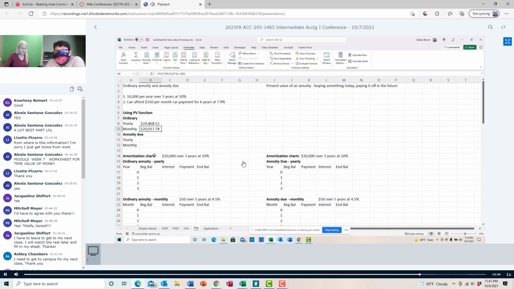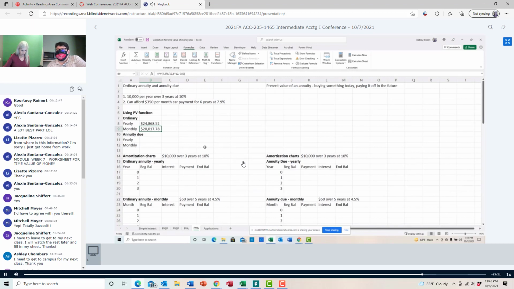Now, for the annuity due, I would use exactly the same formulas, but I would just put a 1 in the type. Okay, so I'd use the PV function exactly the same way, but I would just put a number 1 in the type. Now, amortization of an annuity is super important. So let's just amortize the car payment. Let's not amortize the silly, super easy one. Let's amortize the ordinary annuity of the car payment.